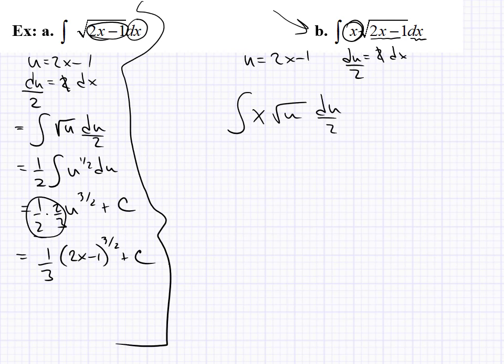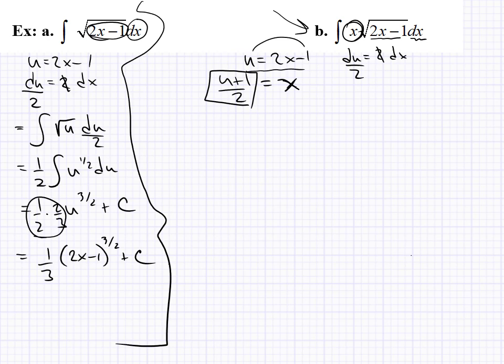So what we're going to do is we're going to get that extra x out of there. Now it doesn't look like we'll be able to do that, but we will. Look at this equation right here. I can rewrite that equation as u plus 1 divided by 2 equals x. Move the 1 over, divide by 2. And what I just found out is what x equals in terms of u.